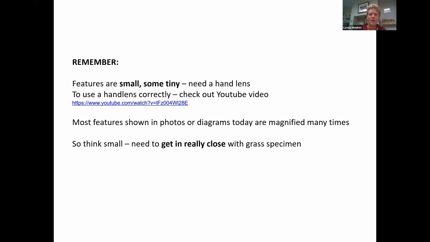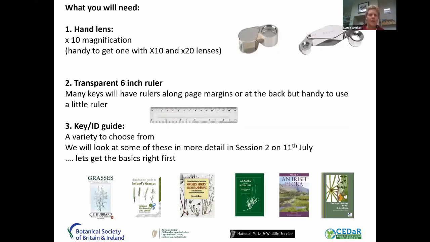Okay, so what do you need? You probably know this from last week if you were here. You need a hand lens. Times 10 is the best. What I have there, I think you can see my pointer, I'm just pointing to the second hand lens there.